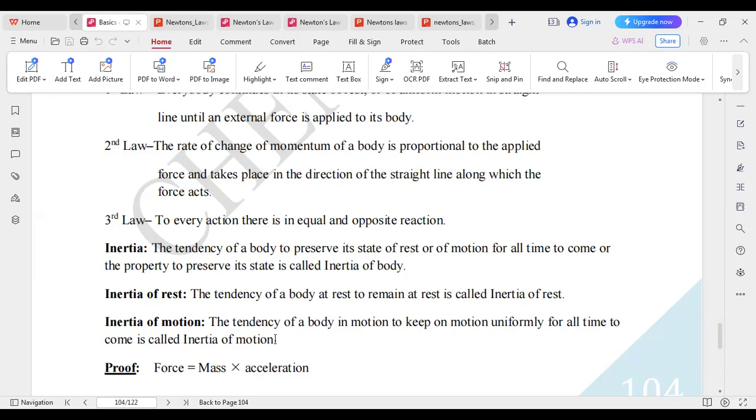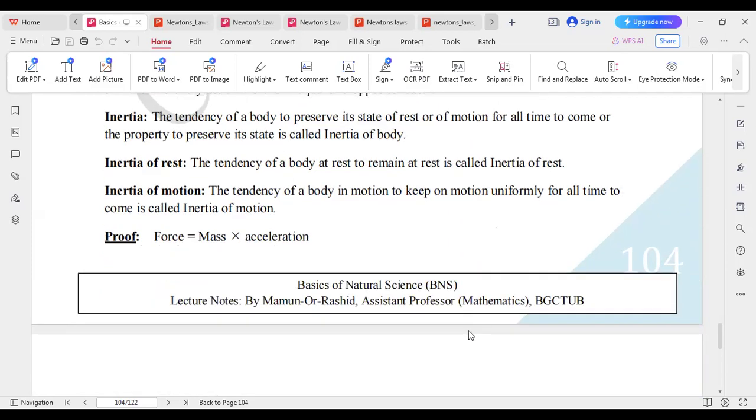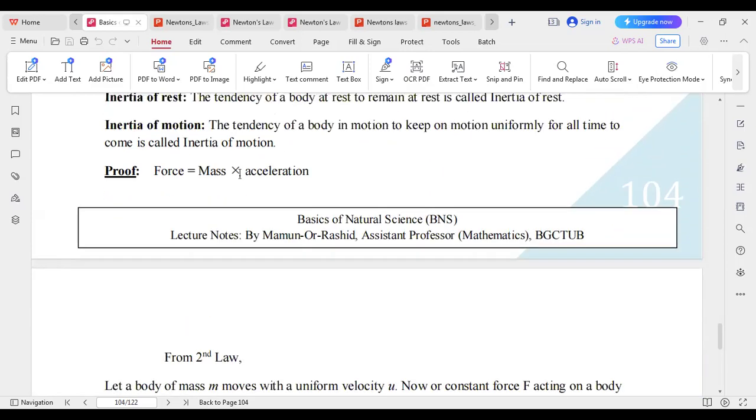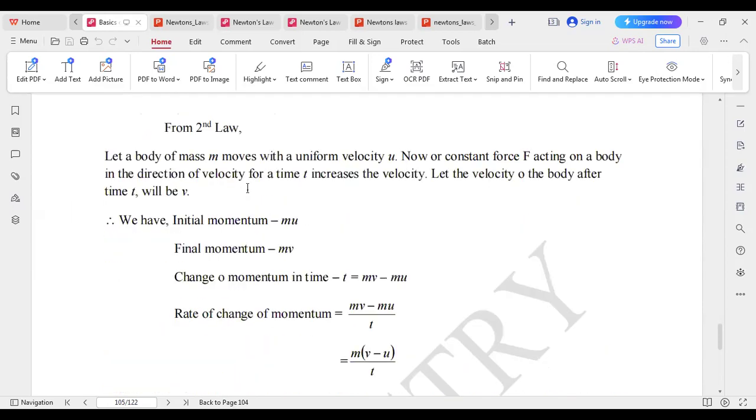The tendency of a body in motion to keep on in motion uniformly for all time to come is called inertia of motion. So you must know F equals ma, force equals mass multiplied by acceleration. Let a body of mass m move with uniform initial velocity u, with a constant force F acting on the body in the direction of velocity for a time t. It increases the velocity; let the velocity after time t be v. That means final velocity. So initial momentum equals mu and final momentum is mv.